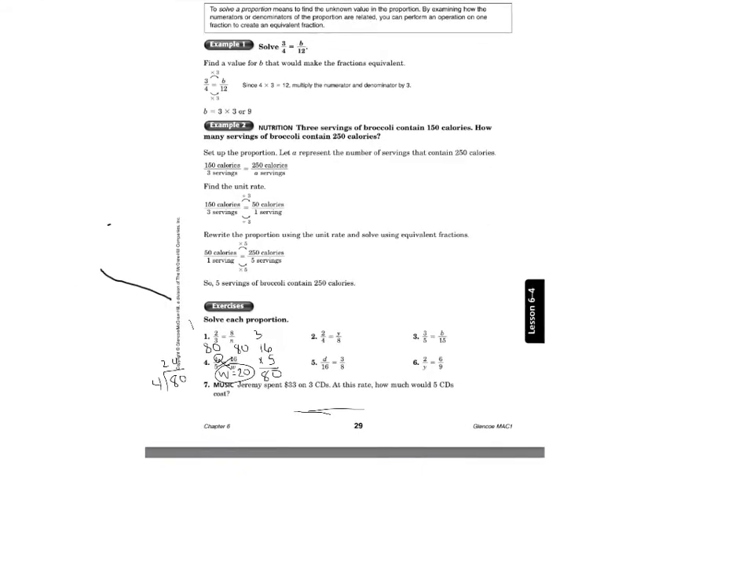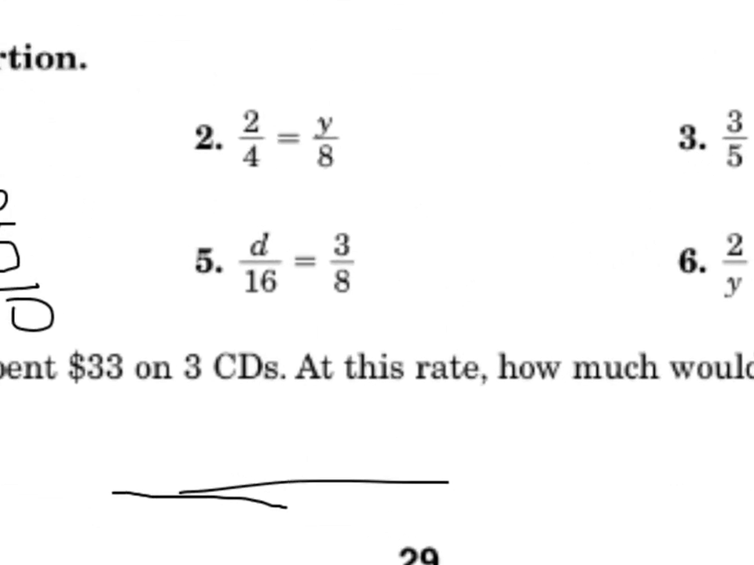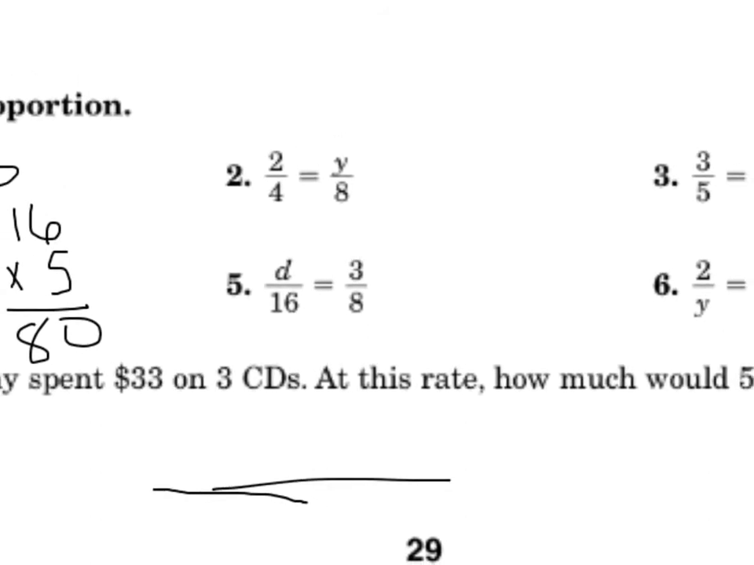Let's look at number 5. Remember, if you need to see something again, just rewind it. Oh, this video is taking too long. All right, let's go faster now. 16 times 3 is 48. Okay, so this side needs to equal 48. You would take 48 and divide it by 8. What is 48 divided by 8? It's 6. Okay, so D equals 6.